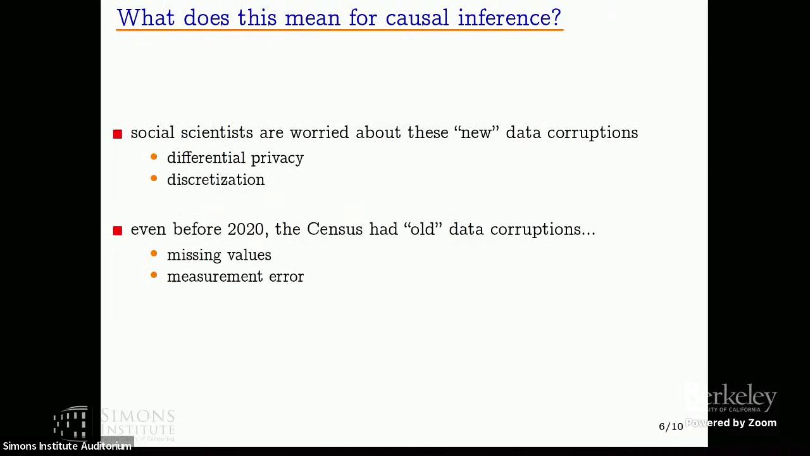So what does this mean for causal inference? Social scientists are worried about these new types of data corruption. Of course, to people here at Simons, these might not sound new, like differential privacy and discretization. But even before the 2020 census, these data sets had old or classical types of data corruption, which are very much studied in causal inference, such as missing values and measurement error.